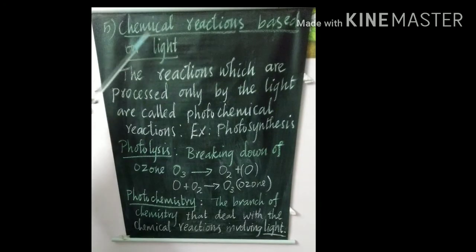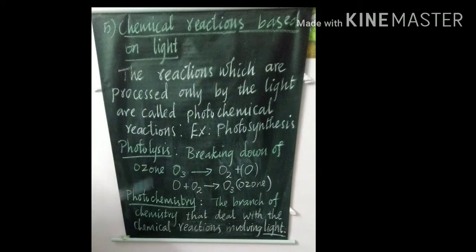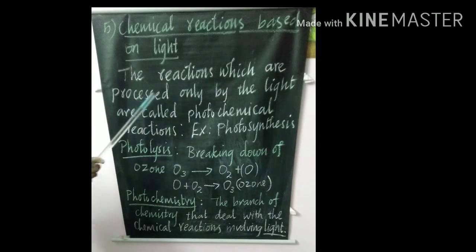What will happen if there is no sunlight? All human activities will be affected. We will discuss the chemical reactions based on light. Chemical reactions based on light. The next condition required for chemical reactions to happen. What is it? The reactions which are processed only by light, by absorbing light energy, are called photochemical reactions.